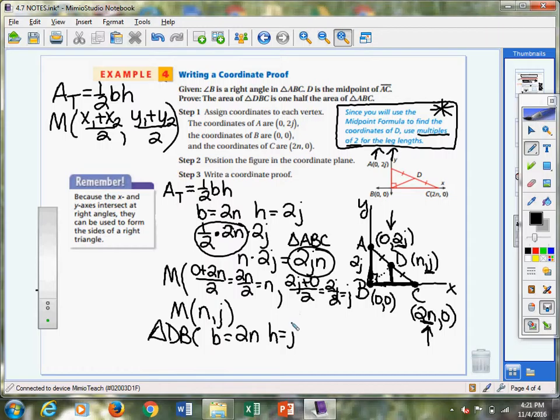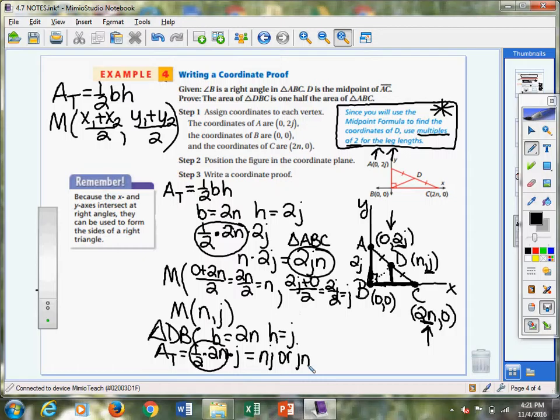All right, so now the last thing is we need to calculate the area of this triangle now that we have all the players. So we've got 1/2 of the base, which is 2n, times the height, which is j. Let's do this part first. Let's do 1/2 of 2n. Half of 2n is just n, and so we end up with nj, or jn. Doesn't matter. nj is the same thing as jn.